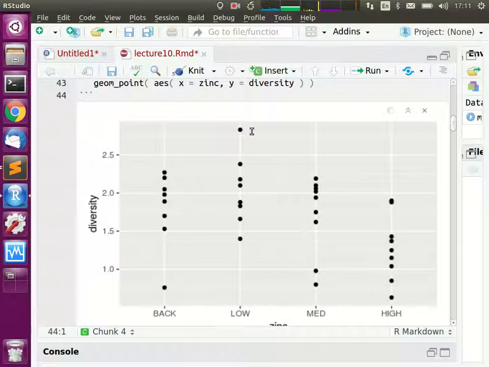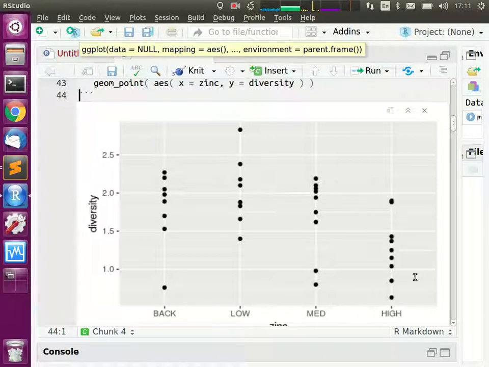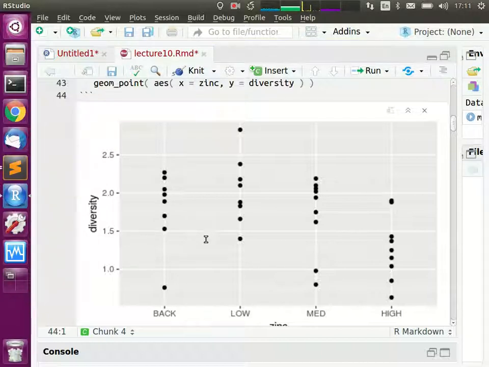Each point here is one of the sites where they measured zinc concentration and species diversity, and overall it seemed to go down. From background to low, it seems to go up. I don't know whether this has any meaning. Maybe it's a micronutrient. But for our purpose, the statistical question we want to ask is: is there any difference between these 4 groups? Or is the diversity completely independent of groups?